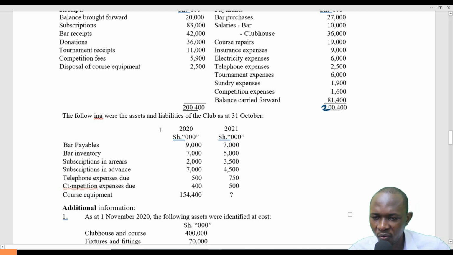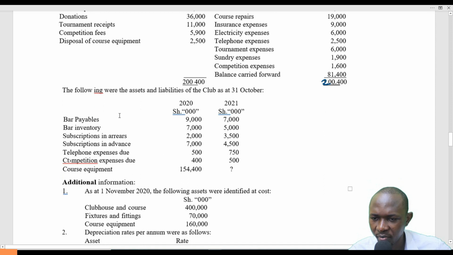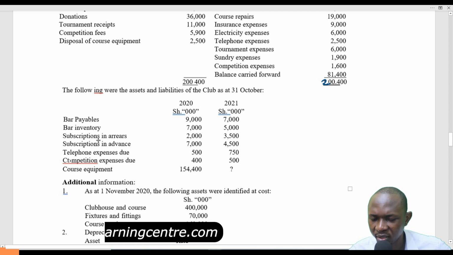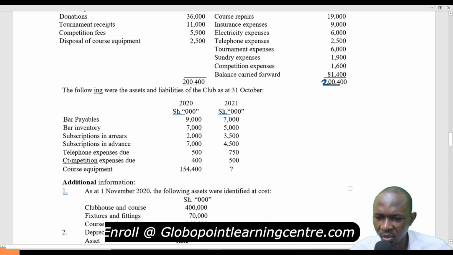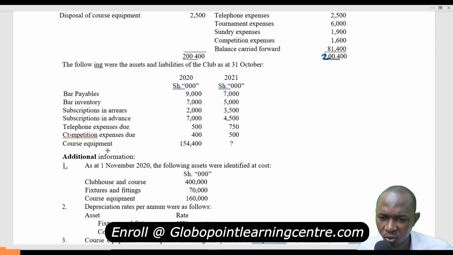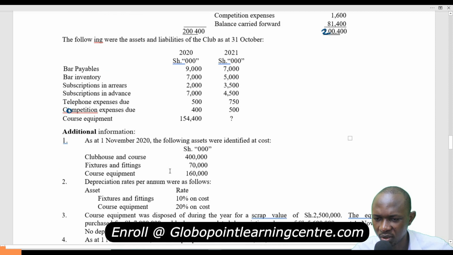So the following were the assets and liabilities of the club. Bar payables, bar inventory, subscription in arrears, subscription in advance, telephone expenses due, competition expenses due, course equipment.